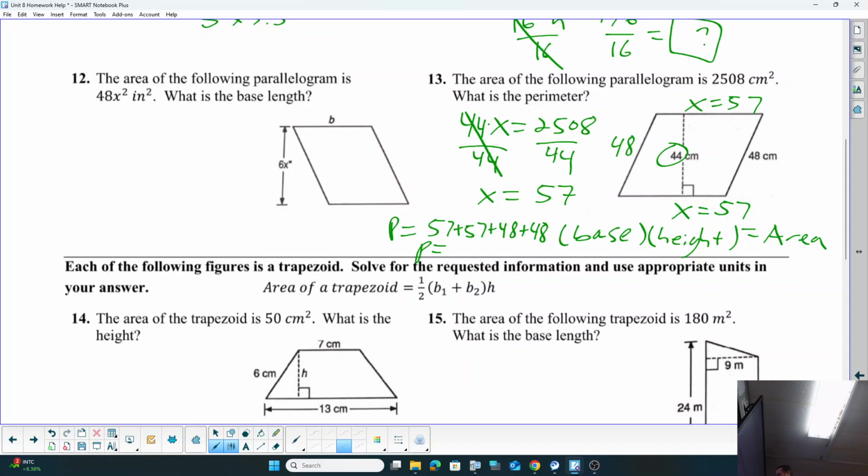Put it in your calculator, 200 something. Give it a try. And that's going to be centimeters.